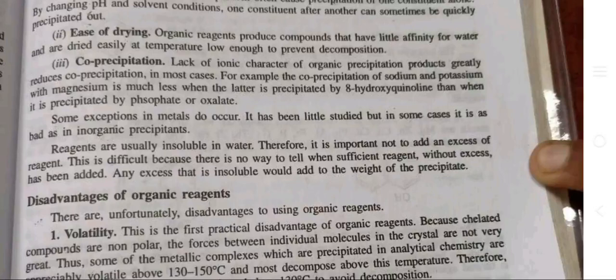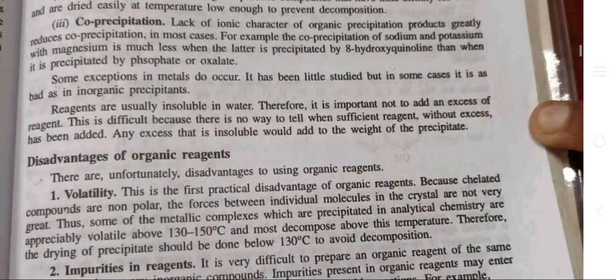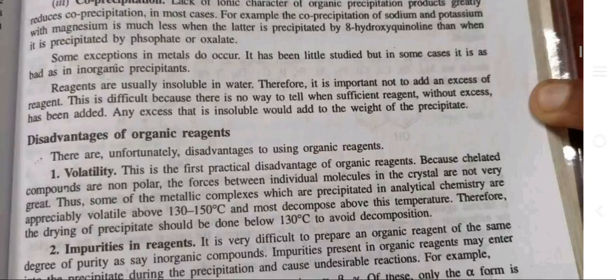Lack of ionic character of organic precipitation products greatly reduces co-precipitation in most cases. For example, the co-precipitation of sodium and potassium with magnesium is much less when the latter is precipitated by 8-hydroxyquinoline than when it is precipitated by phosphate or oxalate. Some exceptions in metals do occur. It has been little studied, but in some cases it is as bad as in inorganic precipitant.